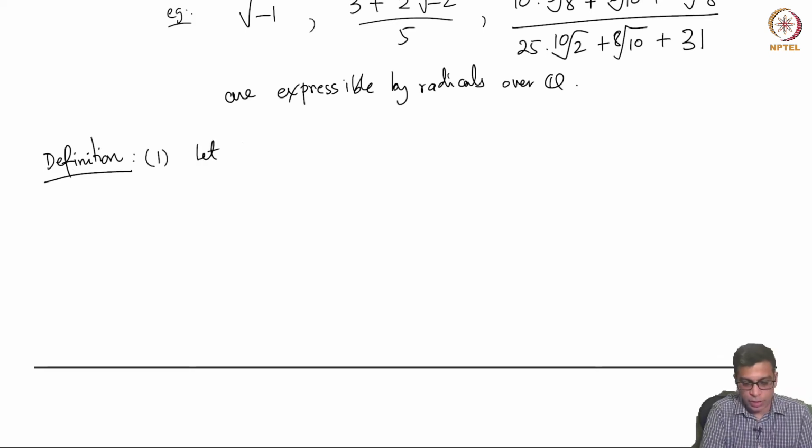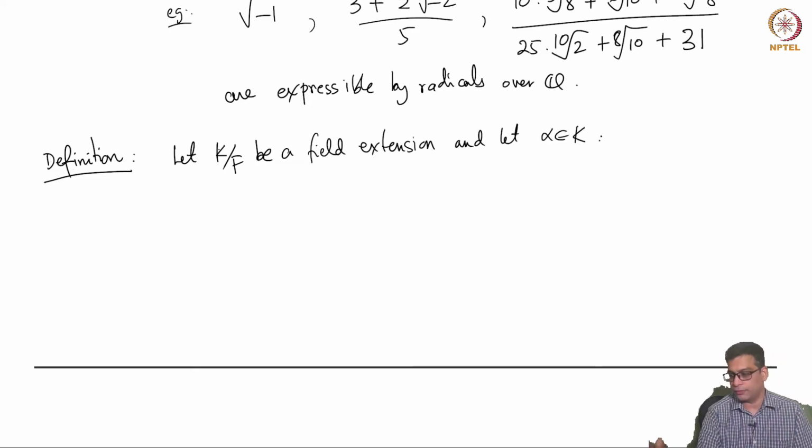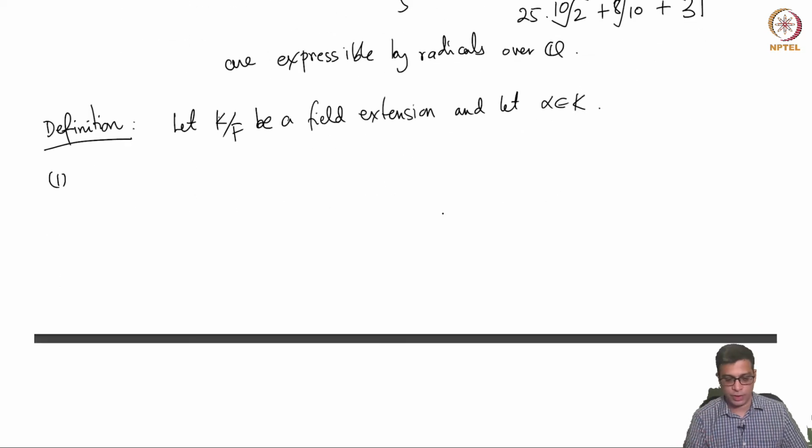Okay. Let K over F, so basically I will fix, be a field extension and fix an element in the bigger field. Okay. So, the first definition is that. So, these are crucial definitions. As I said, I want to formalize this notion of what it means for something to be expressible by radicals. So, I need to say that there is a tower of extensions starting with F all the way to some field containing alpha, where each extension is a radical extension. So, that is going to be our formal definition.